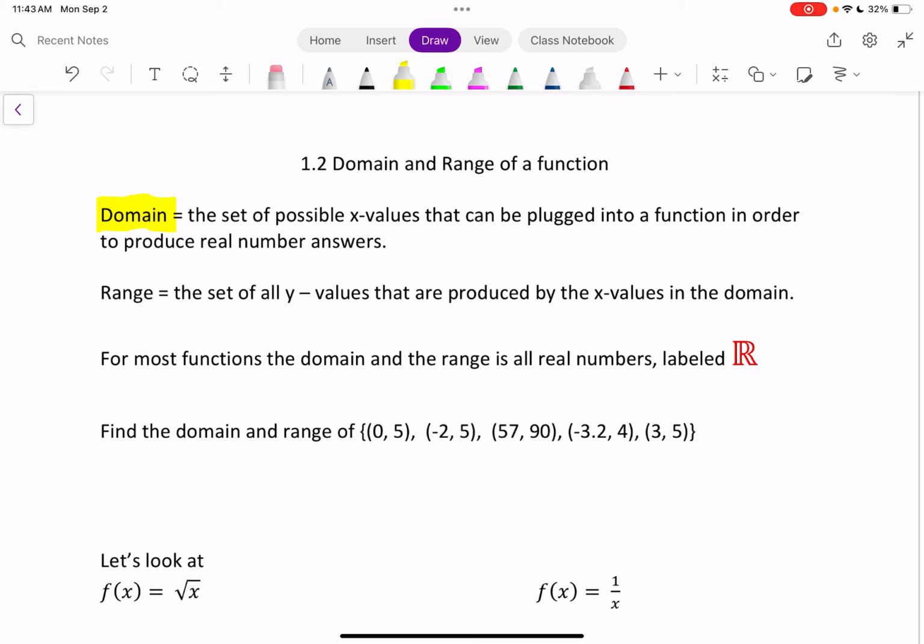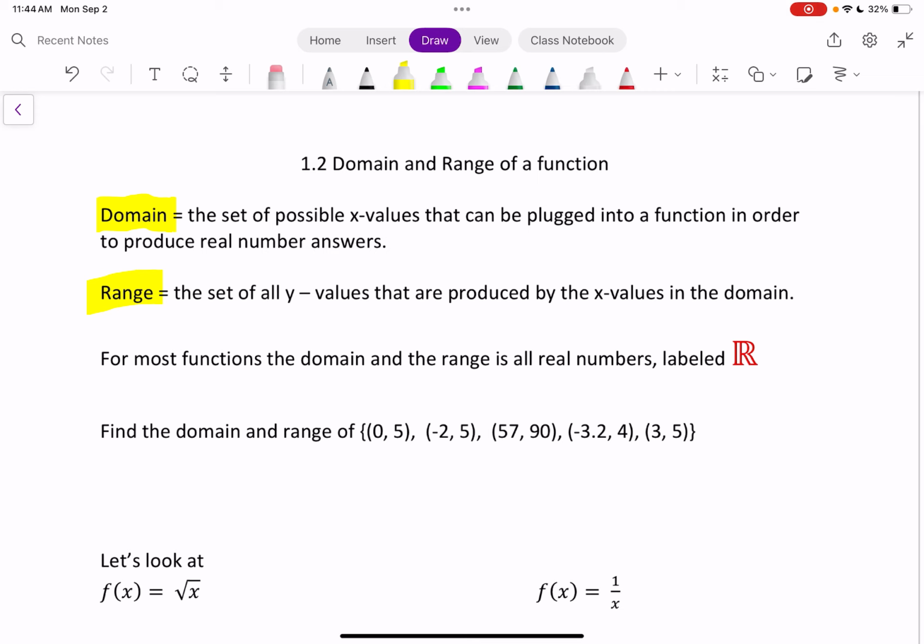However, it's really the set of all possible x values that can be plugged into a function in order to produce real number answers. The reason I'm saying this is that for certain expressions, we cannot evaluate them for all possible x values. We're going to see in a minute what those types of expressions are. Now the range is the set of all possible y values, all outputs.